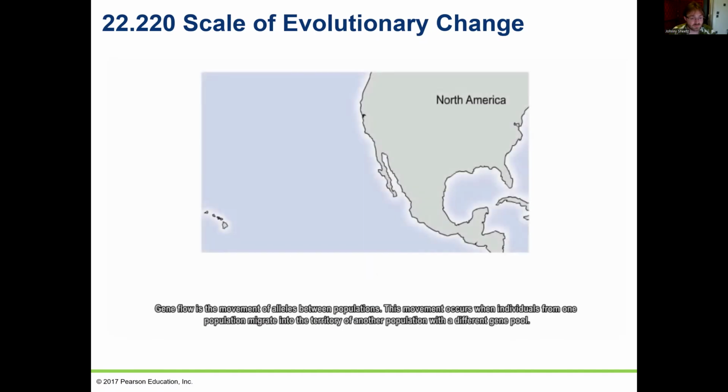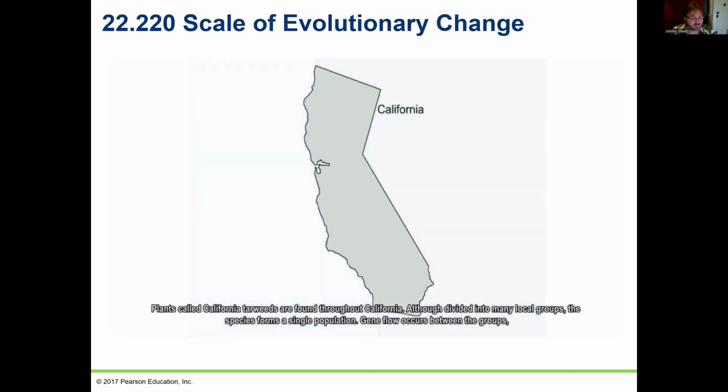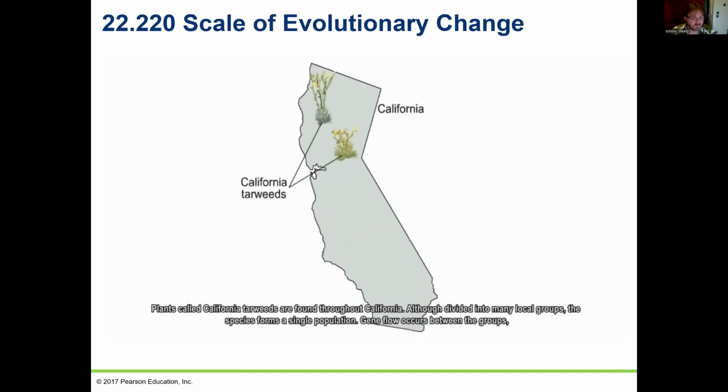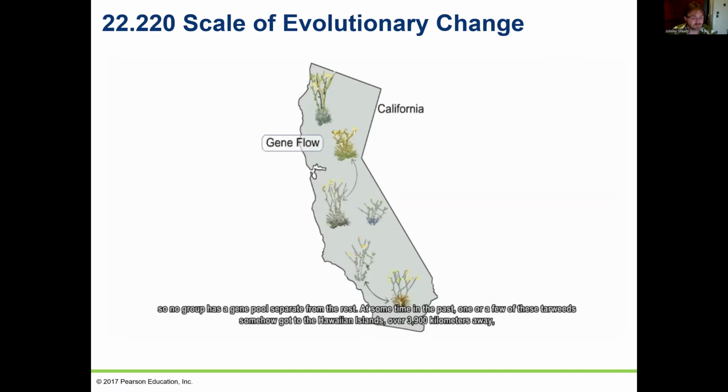Gene flow is the movement of alleles between populations. This movement occurs when individuals from one population migrate into the territory of another population with different gene pools. Plants called California tarweeds are found throughout California. Although divided into many local groups, the species forms a single population. Gene flow occurs between the groups, so no group has a gene pool separate from the rest.